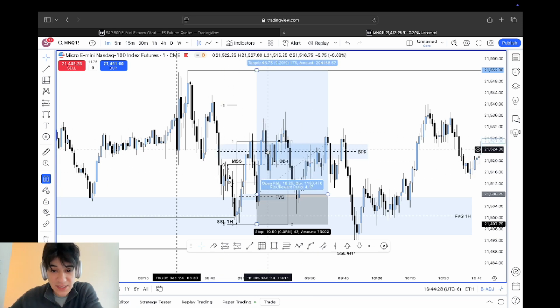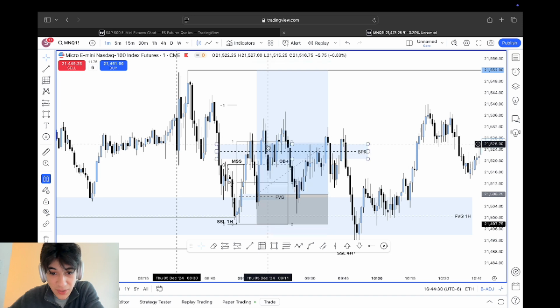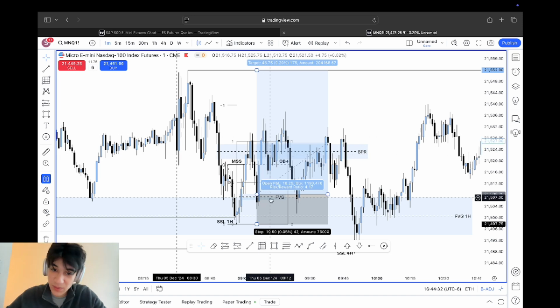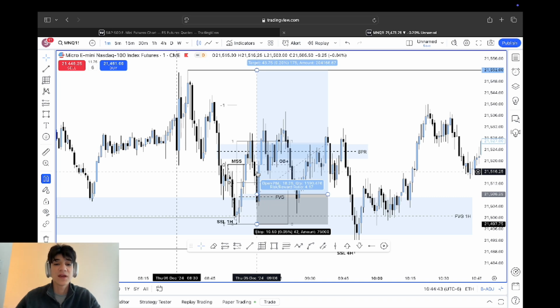I really wanted to see price come here. We see that we disrespect the BPR, which wasn't enough to take me out of the trade yet, because we still were maybe retesting into this order block that was formed. And so I was still giving price room to kind of breathe.